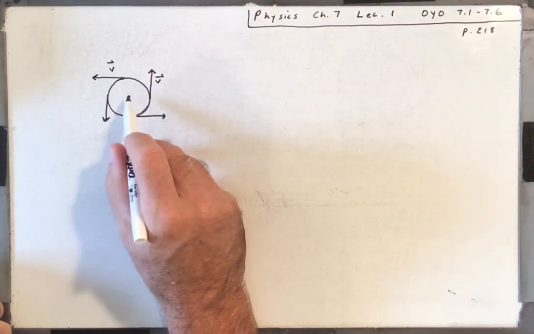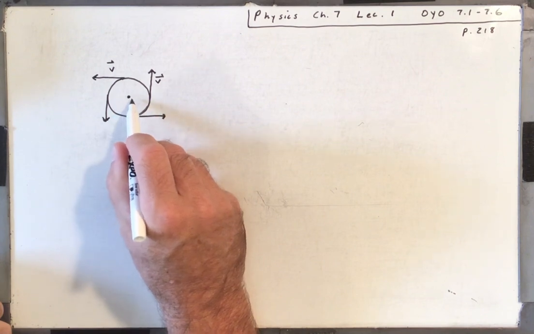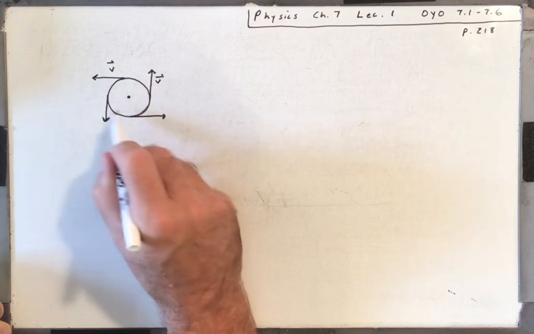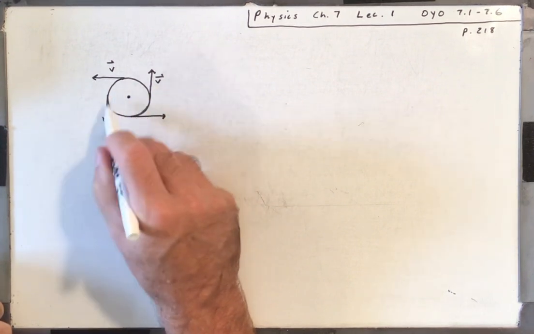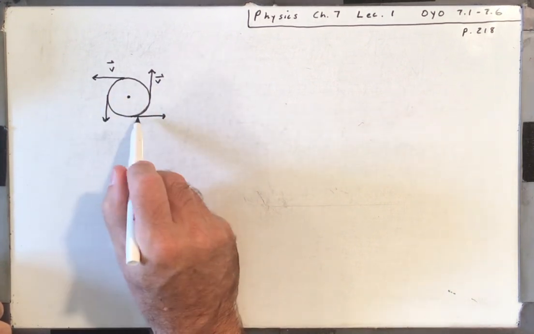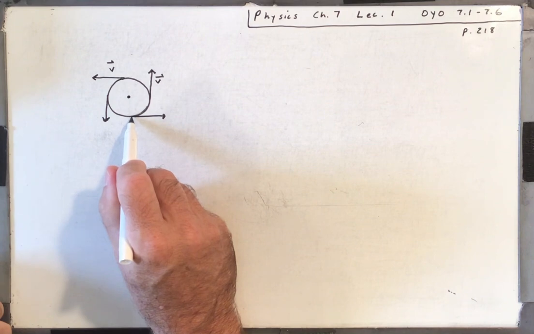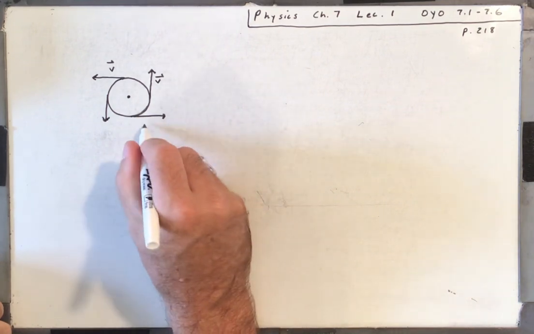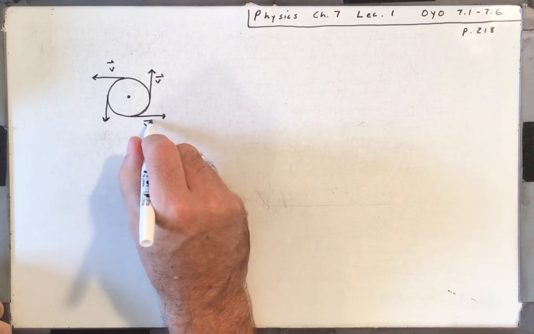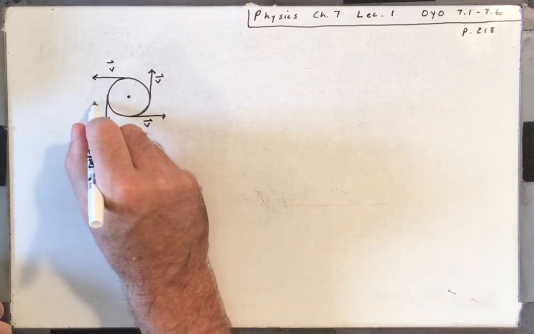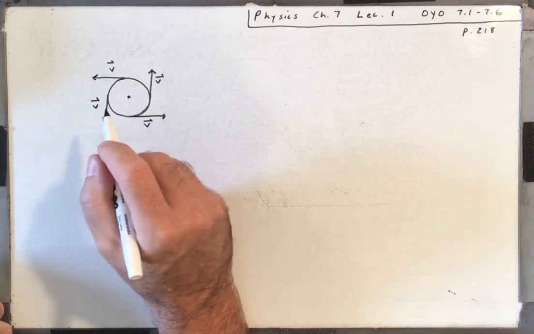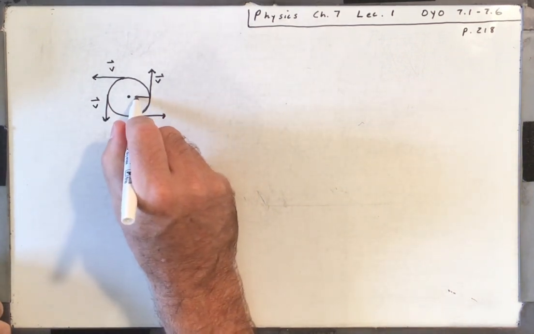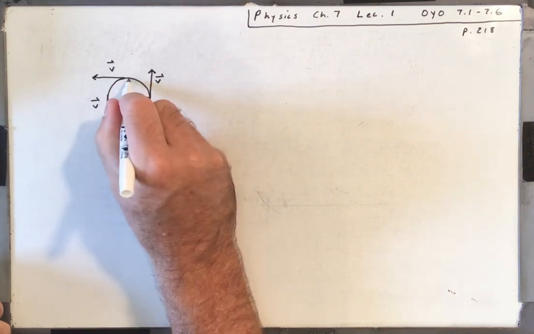What that means is, let's say you were twirling keys on a lanyard, around and around and around. If you let them go when those keys were right there, they would travel that way in a straight line. However, what makes it go in a circle like that? Well, it is what we call centripetal force.